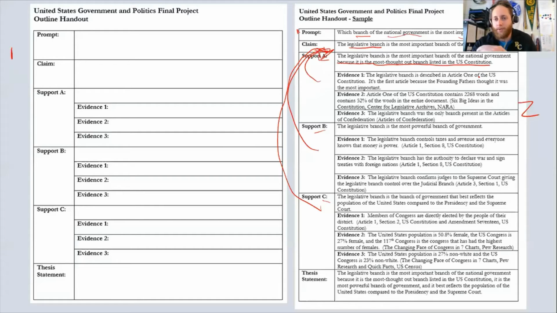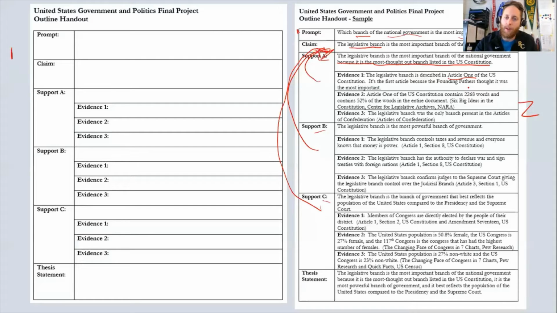So let's say we had some sources that talked about how much time the founding fathers put into the legislative branch versus the others. Evidence 1, it's the first article. When the founding fathers wrote the Constitution, it's straight up step 1. They didn't even look at the presidency or the judicial branch. They first need to address Congress.